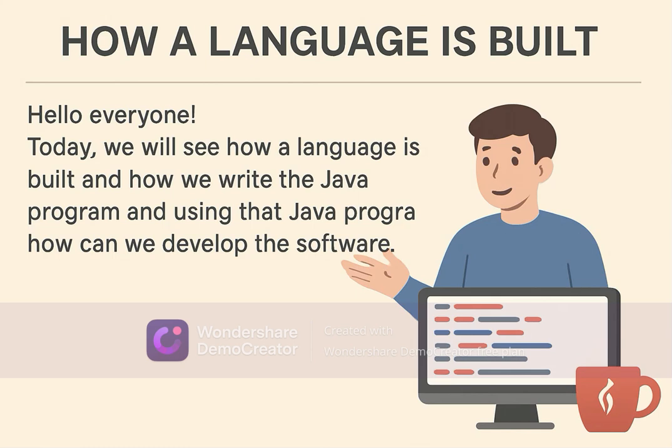Hello everyone. In today's concept, we will see how a language is built and how we write the Java program, and using that Java program, how can we develop the software. And also, we are going to learn some of the most fundamental building blocks of Java programming. These topics are essential because they form the foundation of how Java code is written, interpreted, and executed. Today, we will cover the concept of tokens.